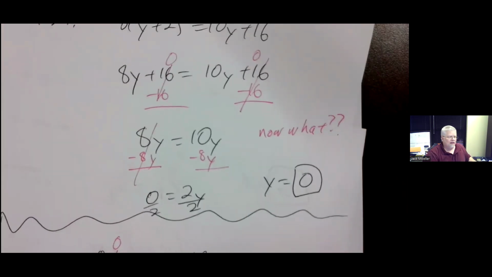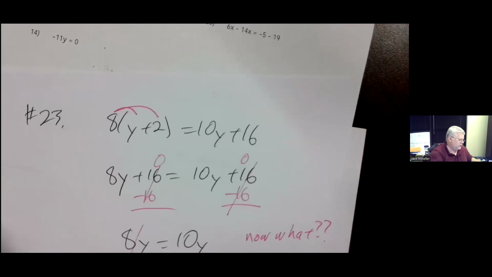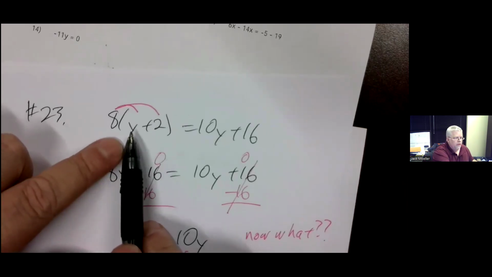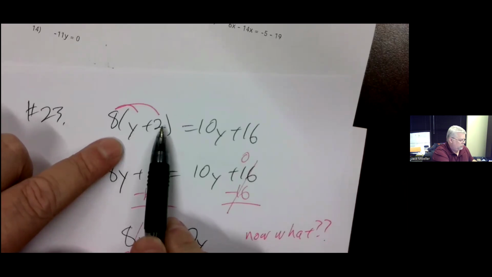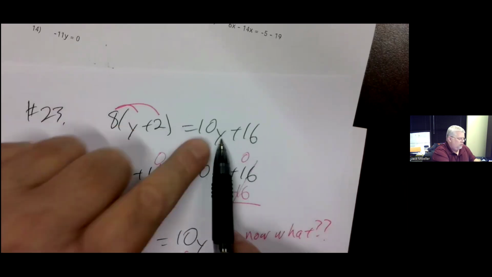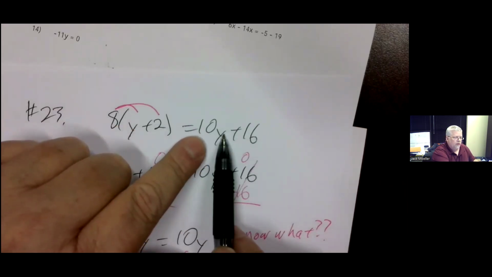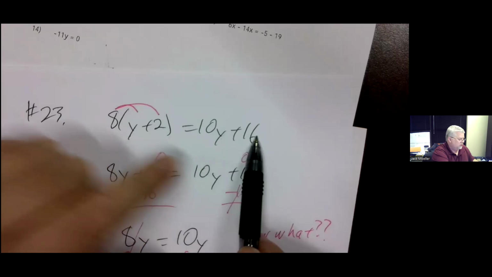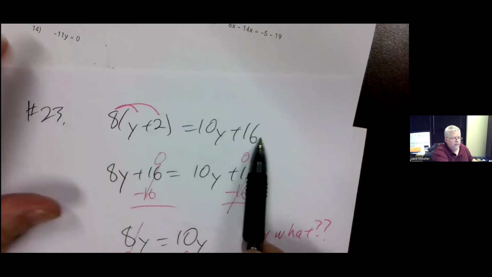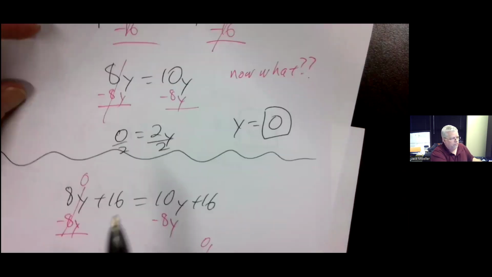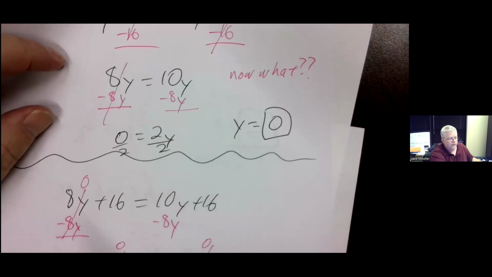Okay, and again, we can always check this. So if we take 0 and plug it back in here, 0 plus 2 is 2. 2 times 8 is 16. We plug in 0 there, 10 times y is 0. So 0 plus 16 is 16. So we get 16 on both sides. All right, so it is perfectly valid to get an answer of 0.